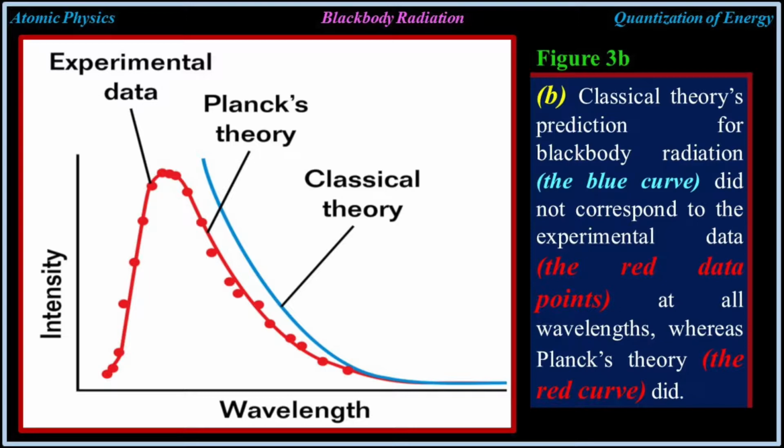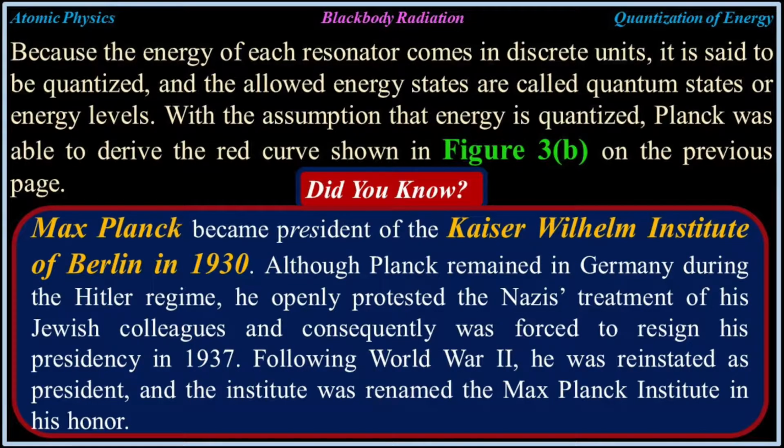Here is another shot of 3b. You should become very familiar with this and look at the experimental data, Planck's theory, and the classical theory. Because the energy of each resonator comes in discrete units, it is said to be quantized, and the allowed energy states are called quantum states or energy levels. With the assumption that energy is quantized, Planck was able to derive the red curve shown in Figure 3b on the previous page.